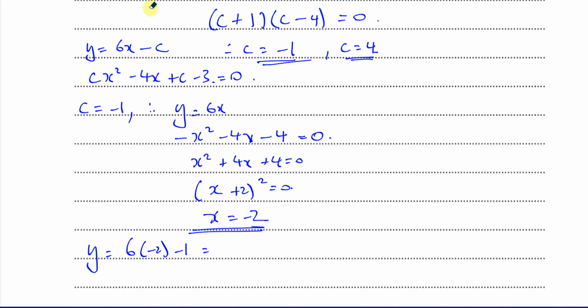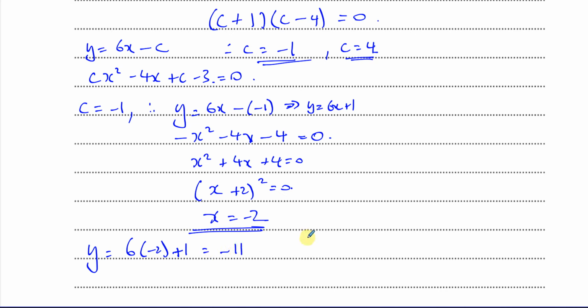Very, very careful here. That's 6x minus c, which is 6x plus 1. You've got to be very careful here. That's a place where I think people would make mistakes. There's 6x minus c, and c is minus 1. So it's 6x minus minus 1. So that gives us actually y equals 6x plus 1. So that's 6 times minus 2, which is minus 12, plus 1, which is minus 11.